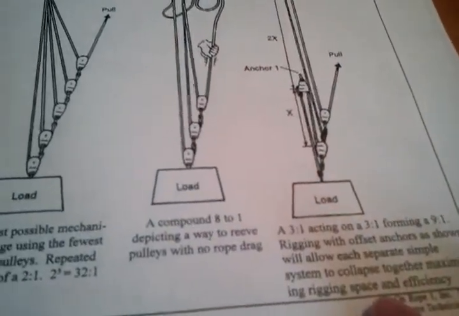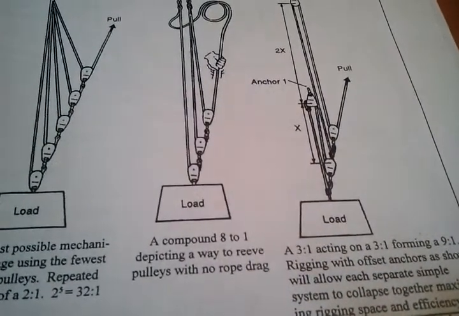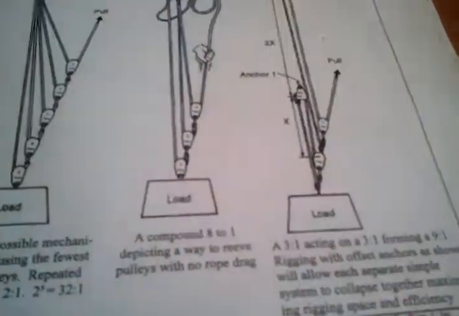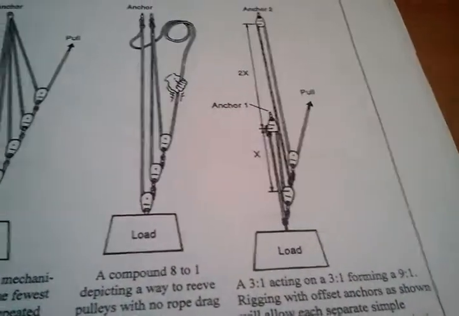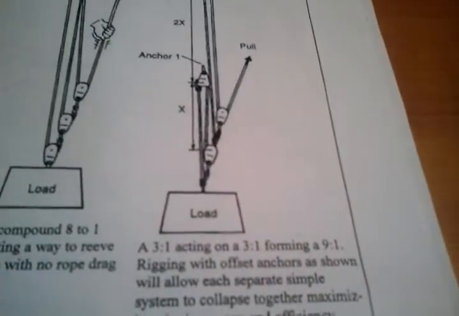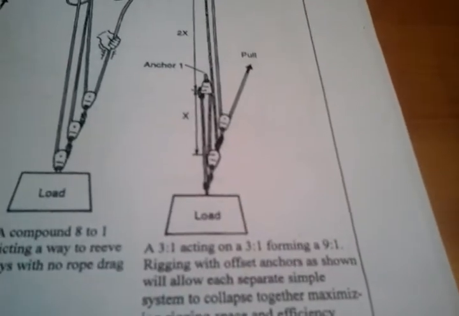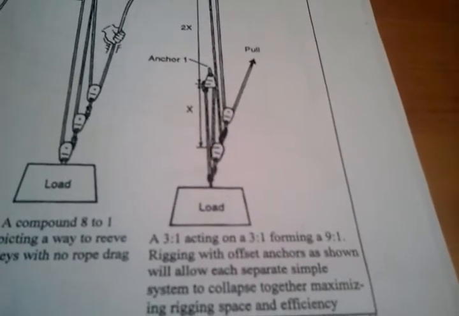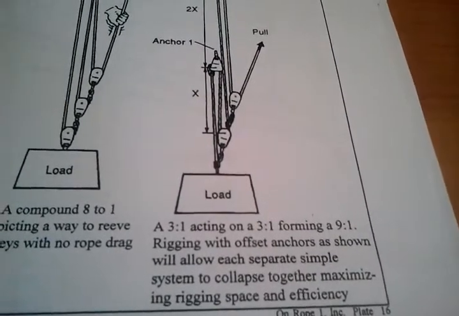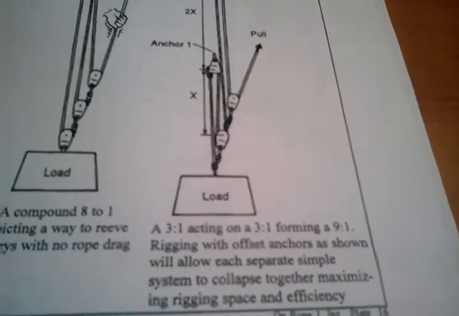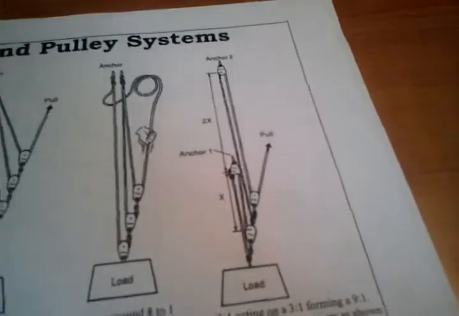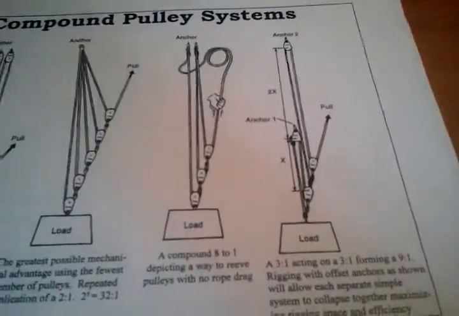Then the last one is that traveling pulleys will move toward the anchor, but not necessarily at the same speed. You can adjust the system's efficiency in the knots at the anchor as the last step. This one summarizes that: there's a 3-to-1 in here acting on another 3-to-1, which forms a 9-to-1. Rigging with offset anchors as shown will allow each separate simple system to collapse together, maximizing rigging space and efficiency. That shows you the last two points that I was explaining.